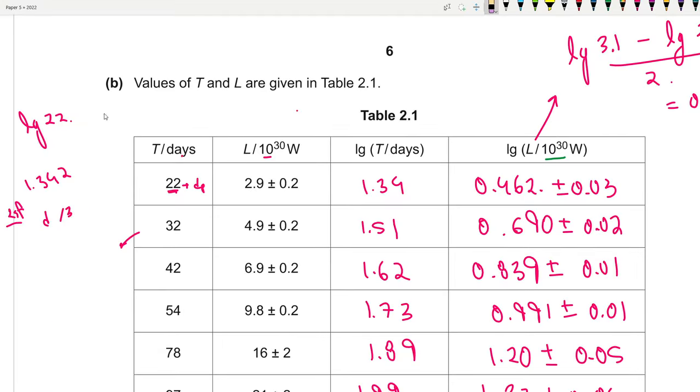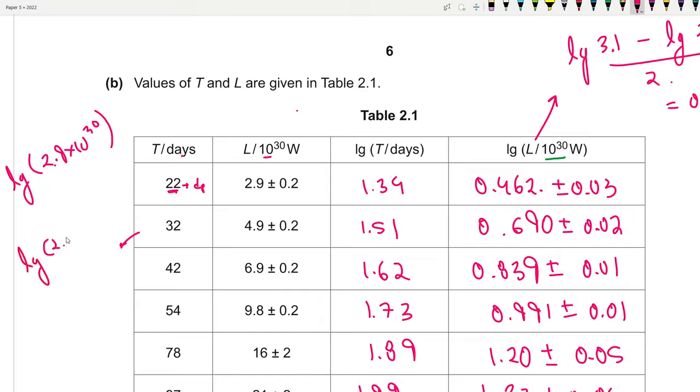Great. So let's move on to the next one now, where we're gonna deal with luminosity, log L. So here, let's begin. We do not take the power into consideration. Okay, I'm not doing this, guys. I'm not doing log 2.9 into 10 to the power 30. Please, I'm not doing this. I am just doing log 2.9.